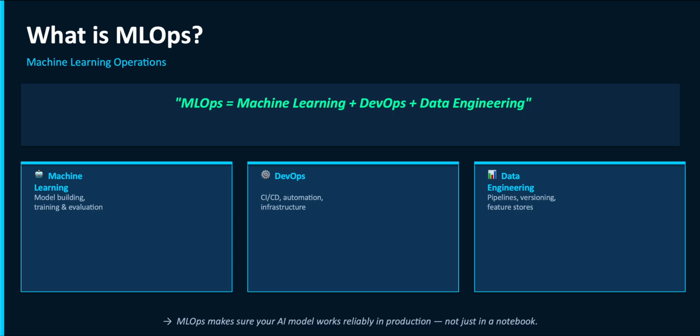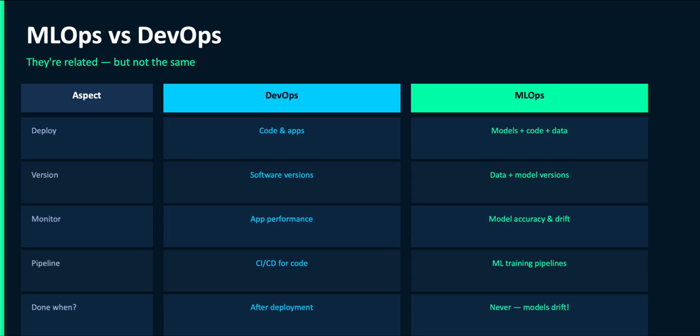So you can see the three pillars here. Machine learning handles the model building and evaluation. DevOps brings in automation and CI/CD. Data engineering manages the pipelines and data quality. So together, these three make sure your AI model doesn't just work in a Jupyter notebook. It works reliably in the real world.